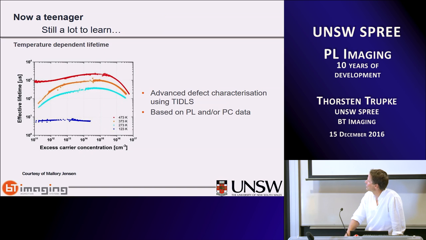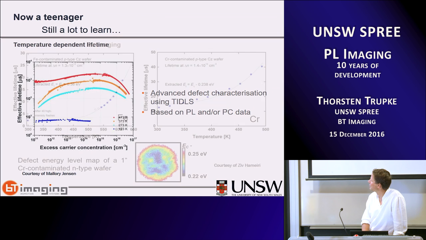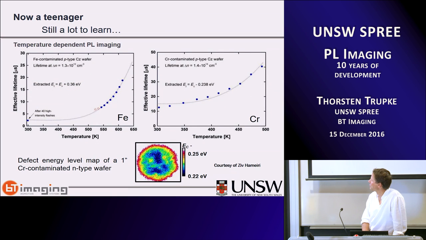And yeah, she's been able to do these lifetime measurements at different temperatures using QSSPL at low injection and PC at high injection. And as I said, we're only really starting to use it for the characterization of a range of defects. Another example shown here, chromium and iron.